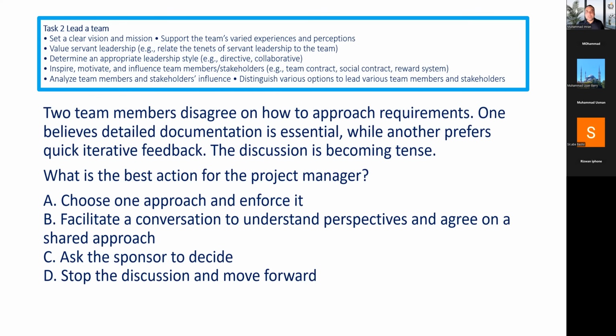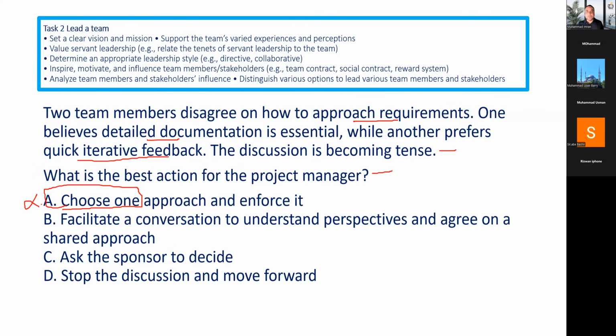Two team members disagree on how to approach requirements. One believes detailed documentation is essential, while another prefers quick iterative feedback. The discussion is becoming tense. What is the best action for the project manager? Choose one approach and enforce it. We have discussed that one stick for all will never be the correct answer. So out of the league.